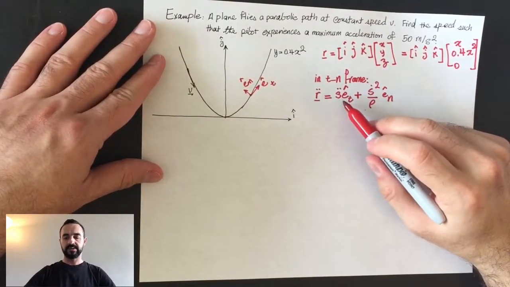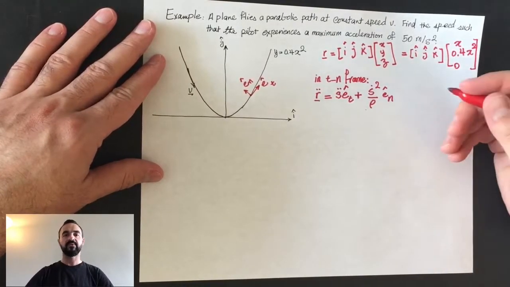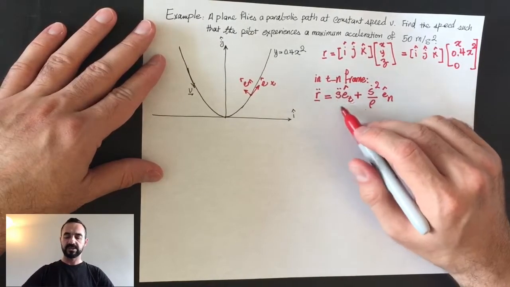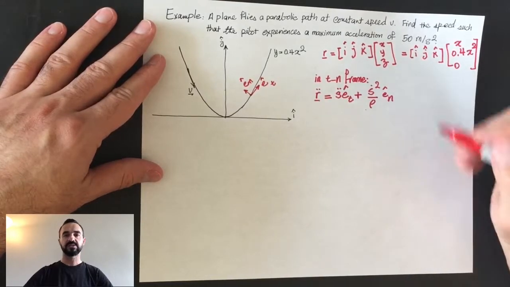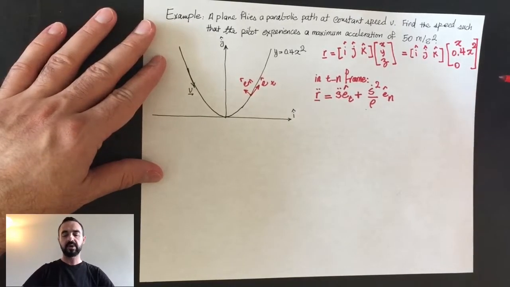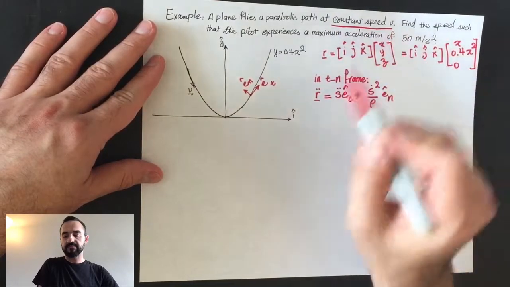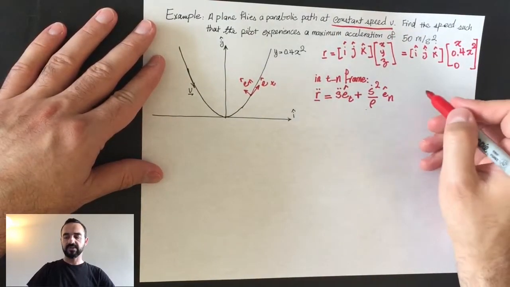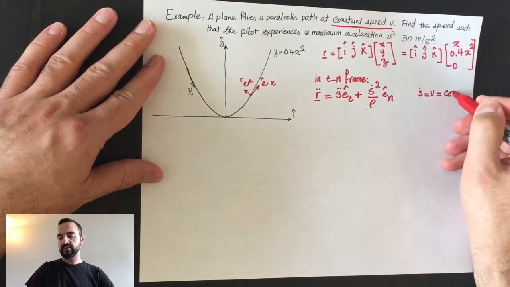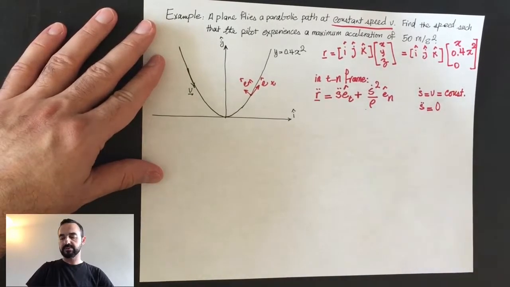The first component, s double dot e sub t hat, is only non-zero if the speed of the plane was changing with time. Essentially, the first term reflects the change in magnitude of the speed, and it is equal to 0 because we said a constant speed. Because of constant speed, s dot is equal to v, a constant. Therefore, s double dot is equal to 0.